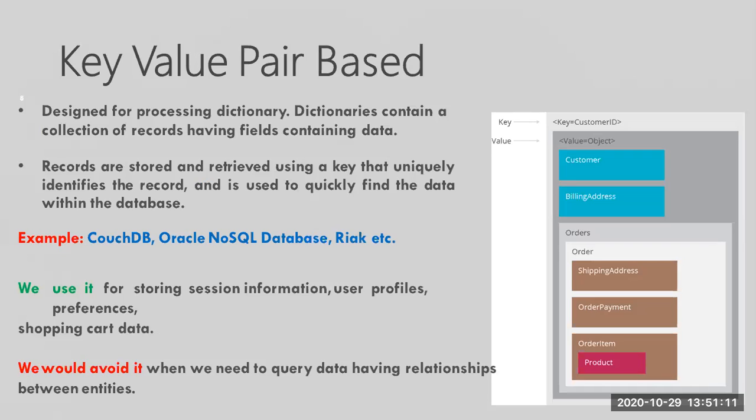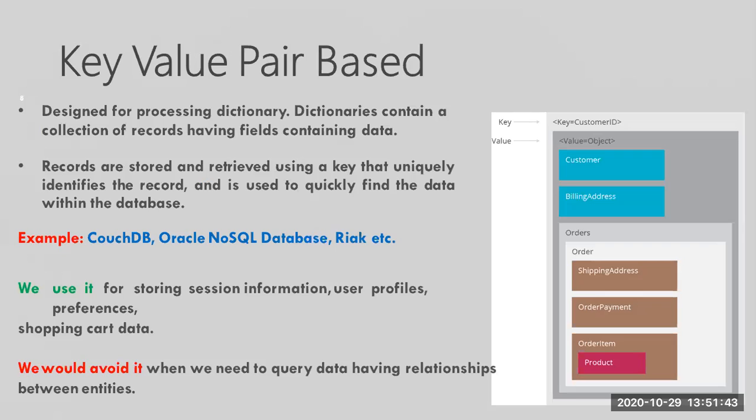Records are stored and retrieved using a key. The alphabet is the key in that case, which uniquely identifies the record and is used to quickly find the data within the database. That's how key value pair works. Examples are CouchDB, Oracle NoSQL Database, Riak, etc. On the positive side, we use it for session storage, storing session information, user profiles, preferences, shopping cart data, etc.